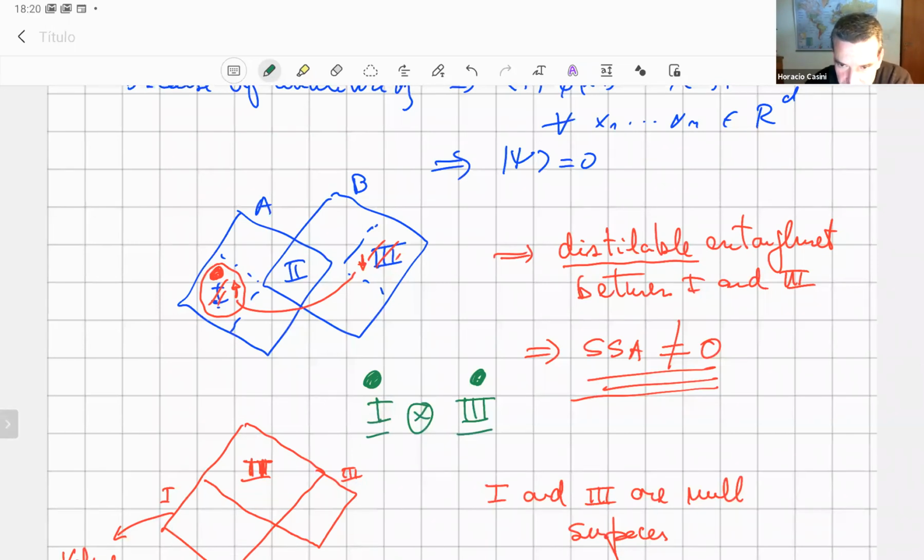I see. Okay, so this is telling you that the original state had some distillable entanglement. Yes, exactly. What it says is that the original state, the vacuum between regions 1 and 3, has some distillable entanglement. Because of that, it cannot be a separable state, and that implies that strong subadditivity cannot saturate. Okay, thank you.